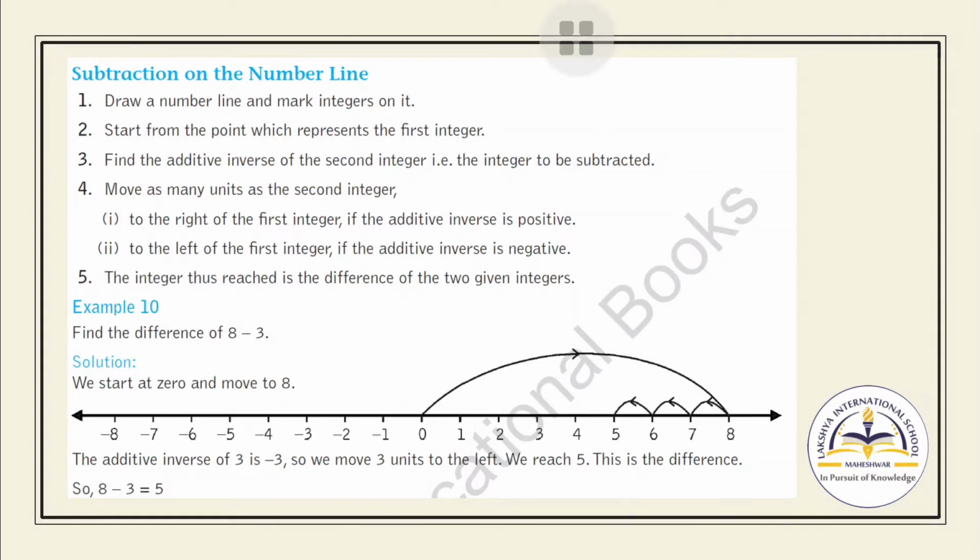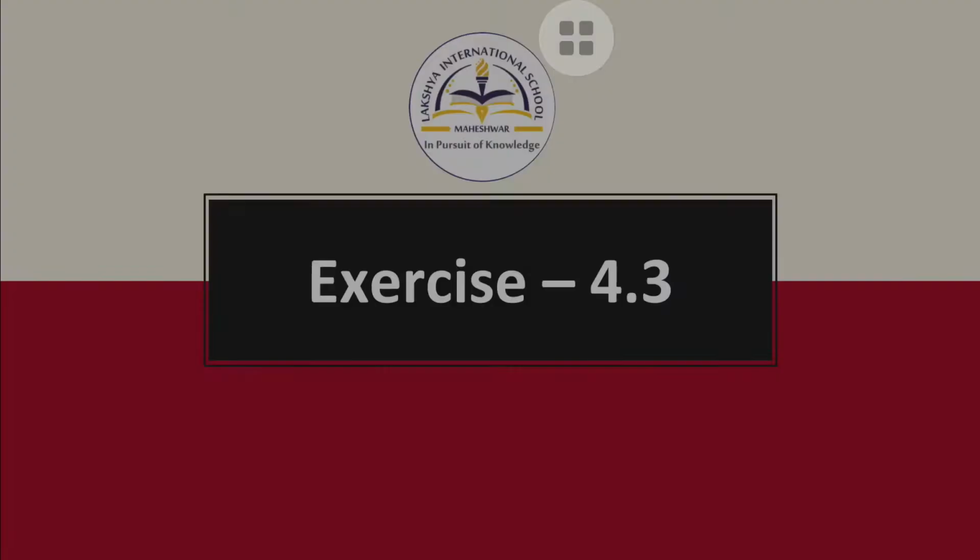How can we solve subtraction on the number line? Suppose our question is to find the difference of 8 minus 3. First we will start from 0 and move to 8. Now you can see there is a subtraction, meaning minus 3, so you have to move back 3 units to the left. When you move 3 units left, you get 5, which is 8 minus 3 equals 5. You have to represent that on the number line. Now we will see the questions.